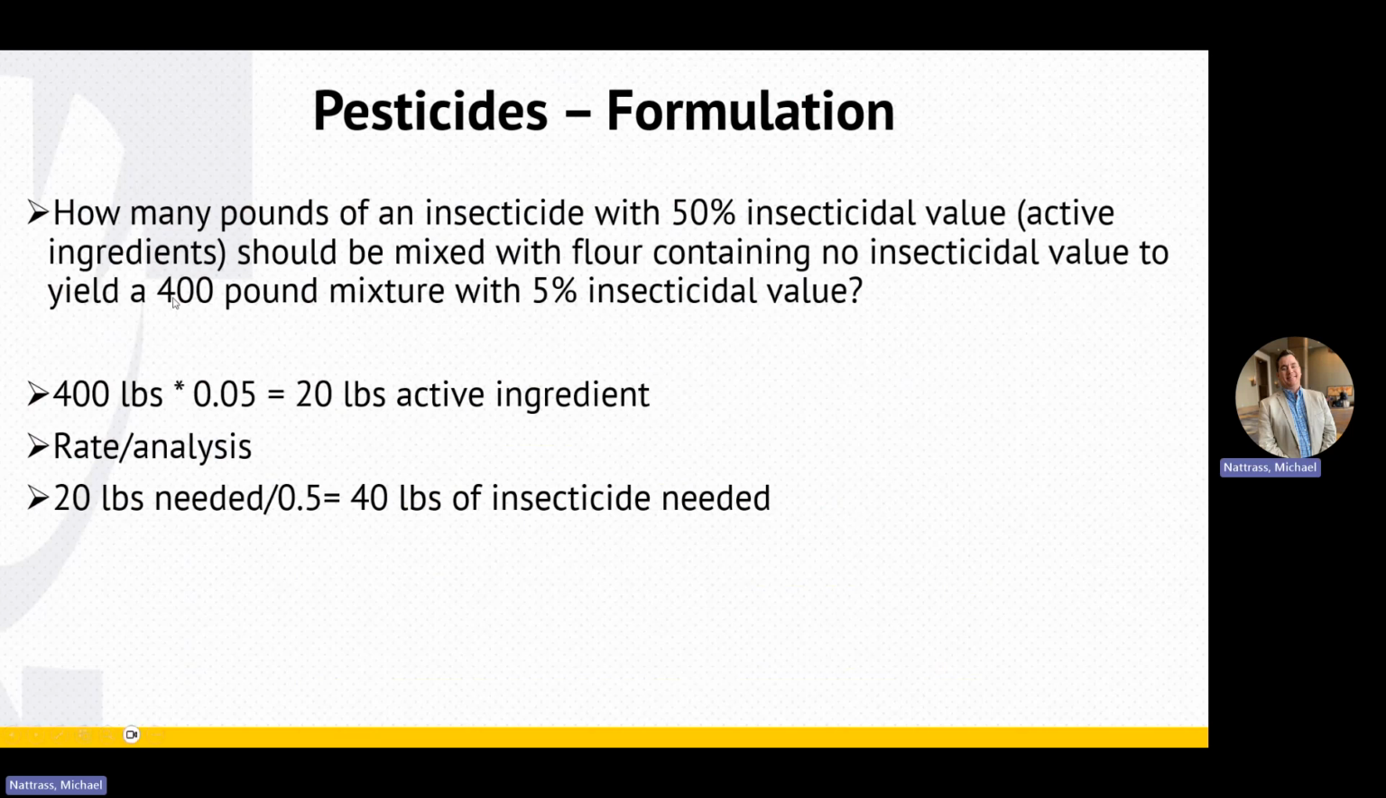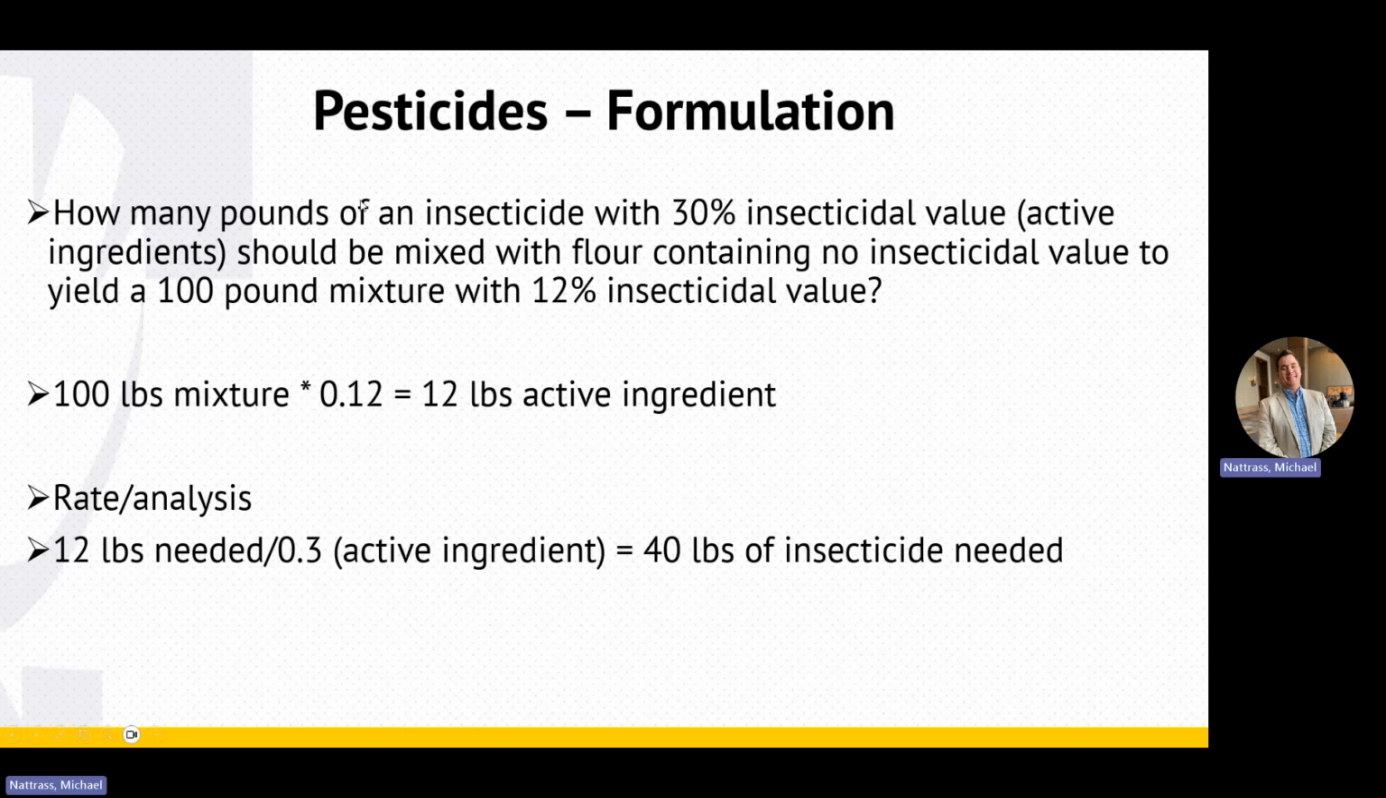All right, so first thing we're going to find out is how many pounds we have, what we need it to be, 400 times 0.05 gives us 20 pounds needed. Now, how do we get that? Rate over the analysis. So 20 pounds needed divided by the 50% of this insecticidal value or the active ingredient. This material is 50% pure, so we need twice as much. Therefore, we would need 20 times 2.